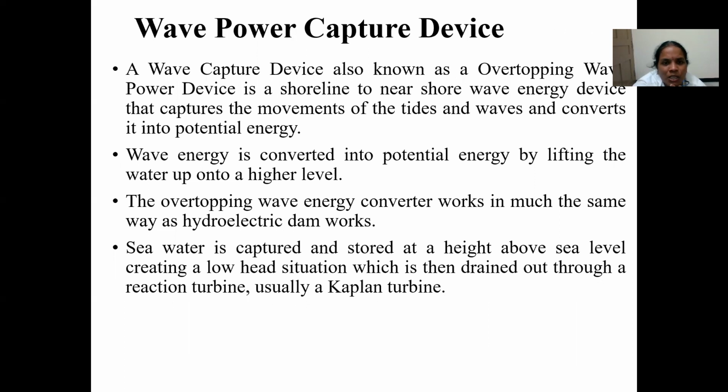Next one is the wave capture device, also known as the overtopping wave power device. It is a shoreline to near-shore wave energy device that captures the movement of the tide and the wave and converts it into potential energy. Wave energy is converted into potential energy by lifting the water up to a higher level. The overtopping wave energy converter works much the same as a hydroelectric dam. Seawater is captured and stored at a height above the sea level, creating a low head situation, which is then drained out through a reaction turbine. Usually, the Kaplan turbine will be used.